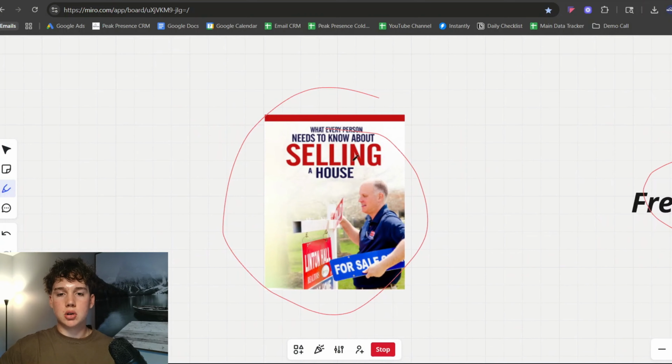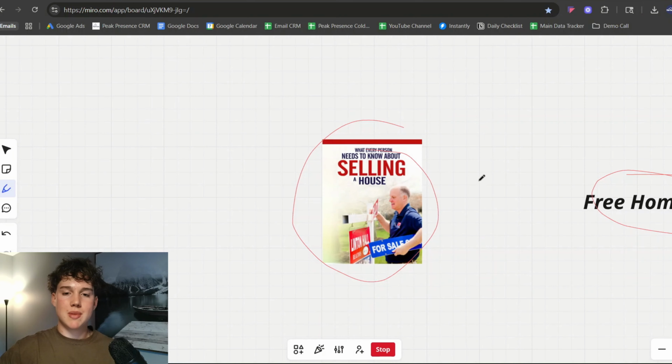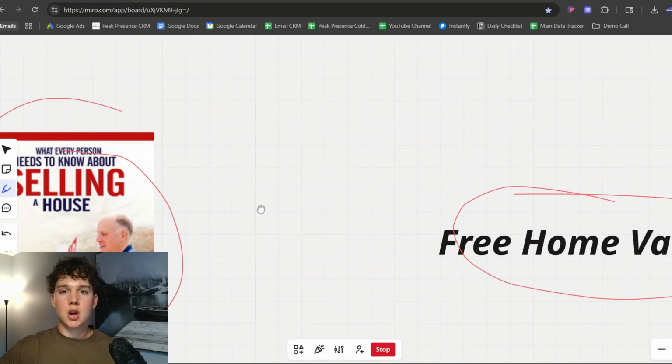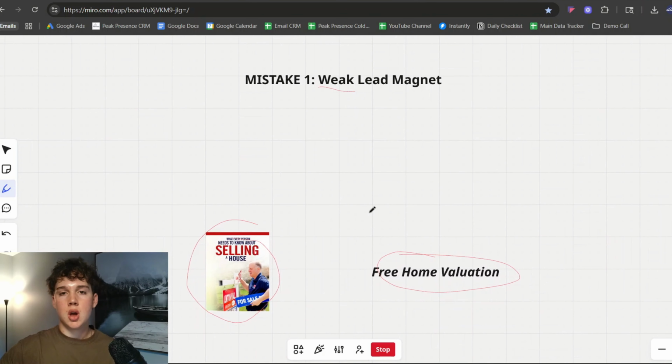Same with the guide. You can take my example I did earlier, but just make it more targeted and also make it look better. Hire someone to make a better looking book and make it look more professional. Because remember, you're giving these people something in exchange for their information. It's basically a trade. And if what you're offering on your end doesn't suffice for them putting in their information, then you're not going to get it, right?